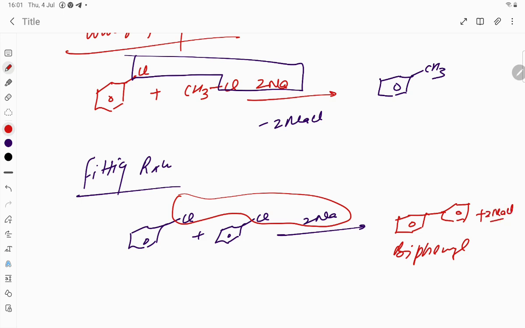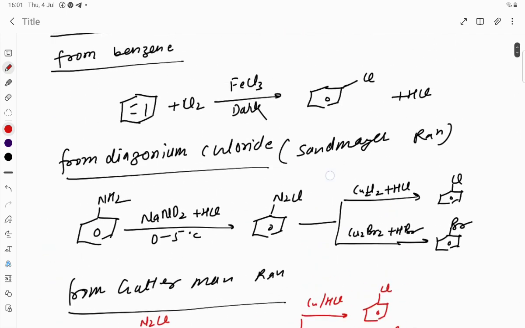So these are all the chemical properties of haloarenes along with the method of preparation, student.